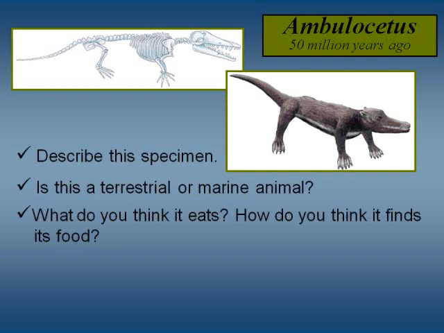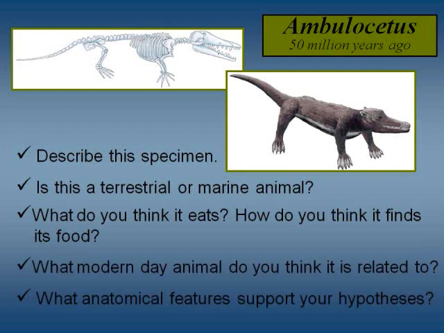So I ask you to do the same thing. Think of these same three questions. What words would you use to describe Ambulocetus physically? Do you think Ambulocetus was terrestrial or marine? What do you think Ambulocetus ate? How do you think he found his food? What modern day animal do you think Ambulocetus is related to? Is he the ancient relative of what type of modern animal?